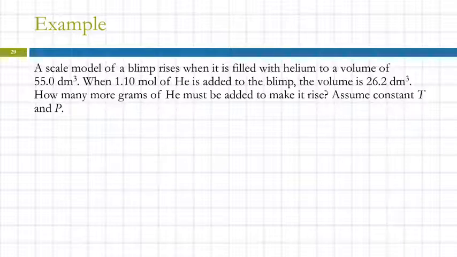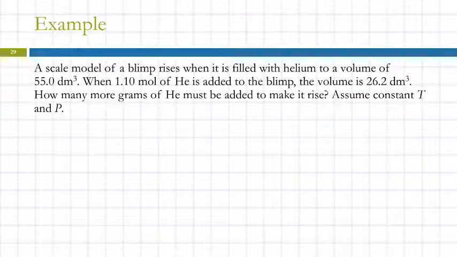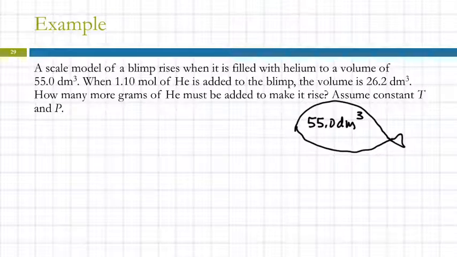Okay, scale model of a blimp. So we've got this blimp. Kind of looks like a fish. We want it to rise. It will rise when the volume is 55.0 cubic decimeters. Now that's a unit of volume that we don't use very much, but that's okay. Let's not do any converting unless we have to. So that's what we're trying to get. There. That's the balloon rising.